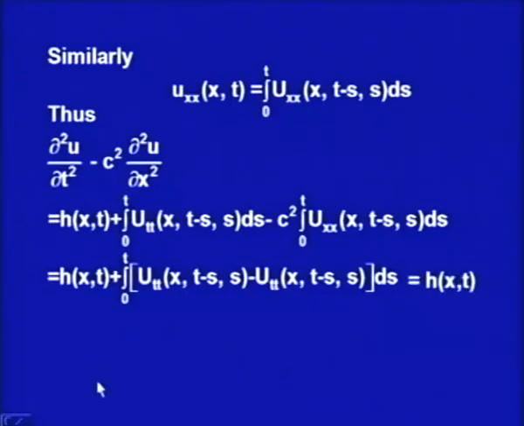Hence, what we get is h(x,t), that is, it satisfies our non-homogeneous wave equation. That says u(x,t) equals integral 0 to t of capital U(x, t minus s, s) integrated with respect to s is a solution of the non-homogeneous wave equation. Moreover, it is going to satisfy our initial conditions as well. Now, how do we find the complete solution?